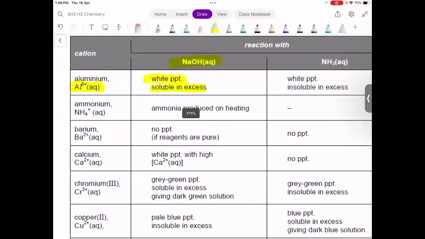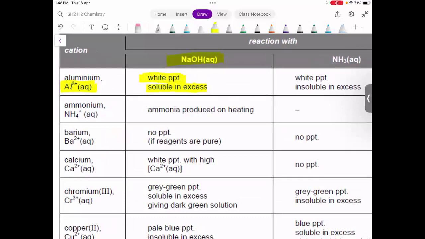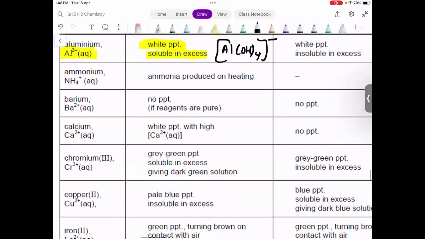The moment it becomes soluble, it implies the formation of the complex ion. Remember, I introduced this to you, Al(OH)4 minus. This is inside your inorganic QA booklet. This is the soluble complex. Why is this called a soluble complex? Because it carries a charge. It can undergo favorable ion-dipole interaction with your water. So this is soluble.